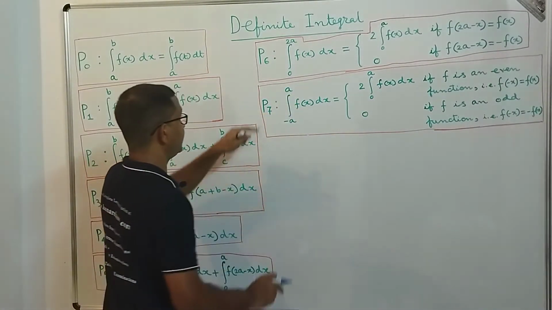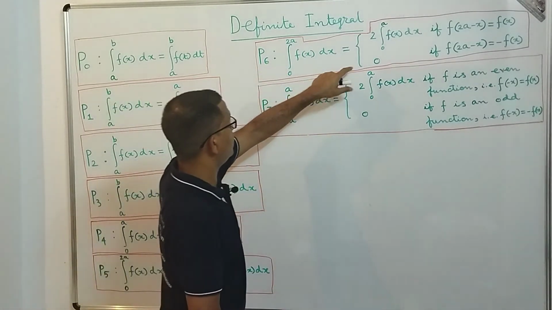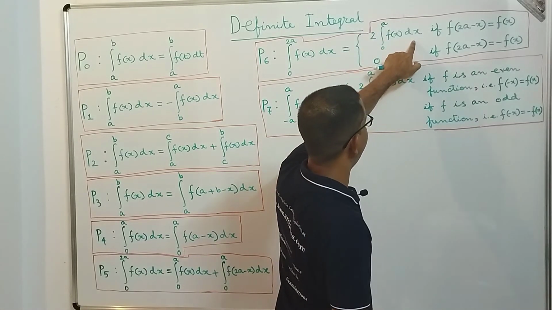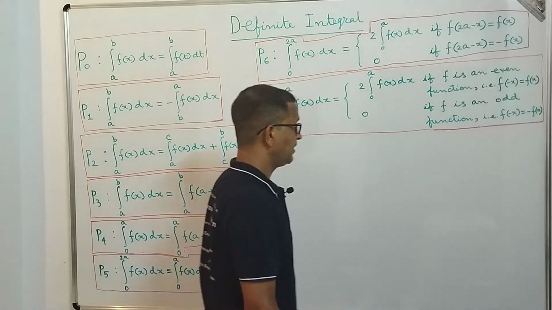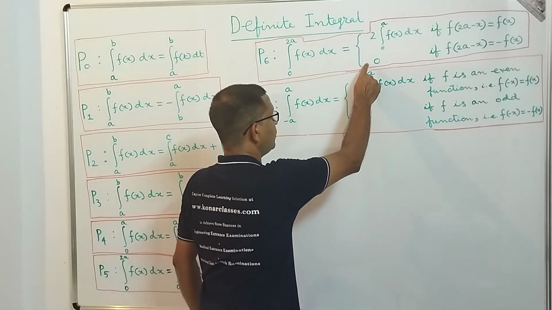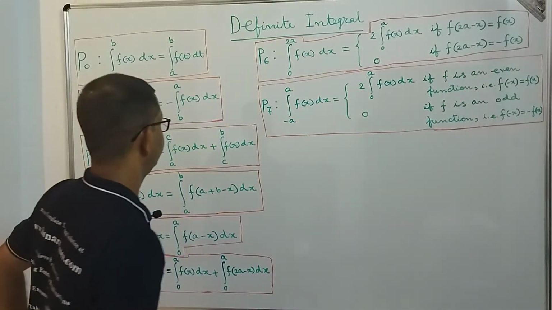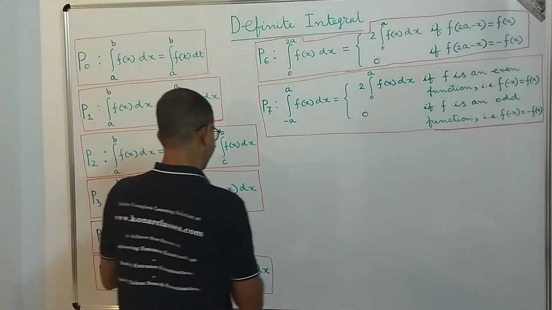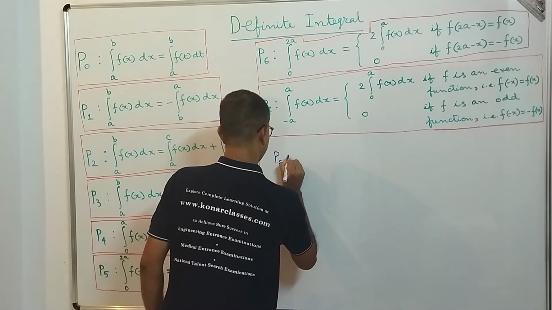Property P6 tells that integration 0 to 2a f(x) dx is equal to 2 times integration 0 to a f(x) dx if f of 2a minus x is equal to f(x), or it is equal to 0 if f of 2a minus x is equal to minus f(x). So now to prove property P6, we need to take assistance from property P5. So let's start with property P6.